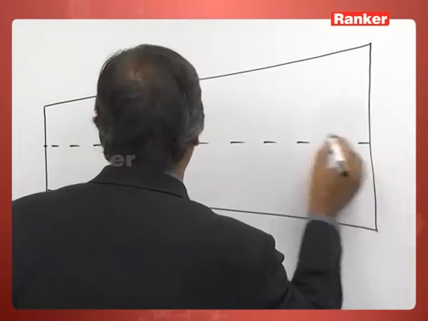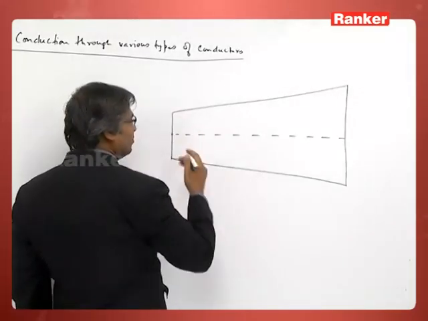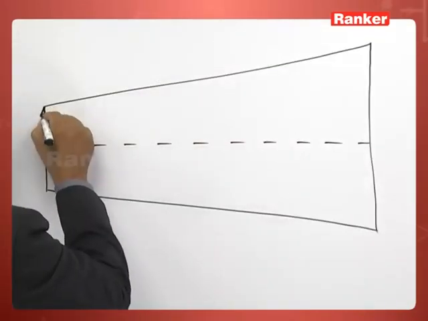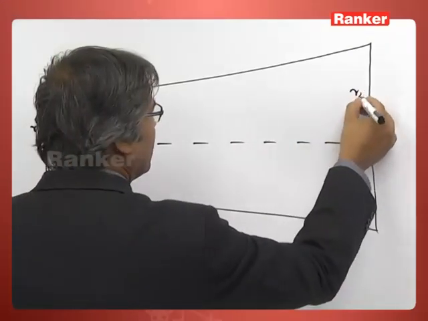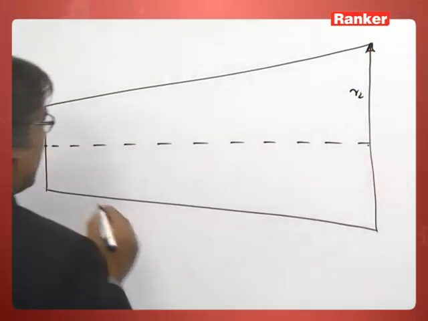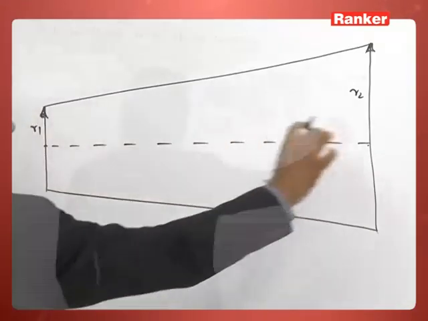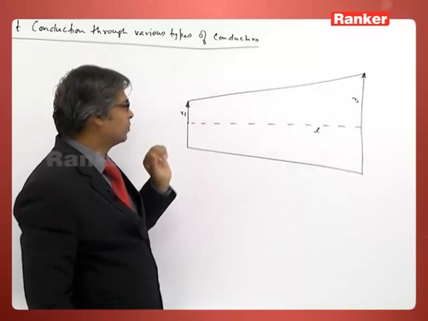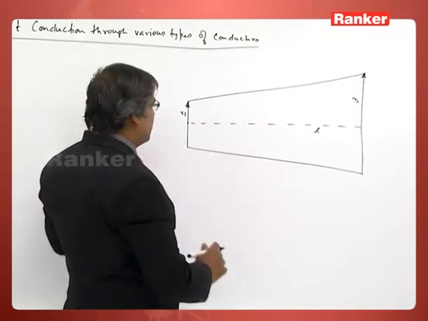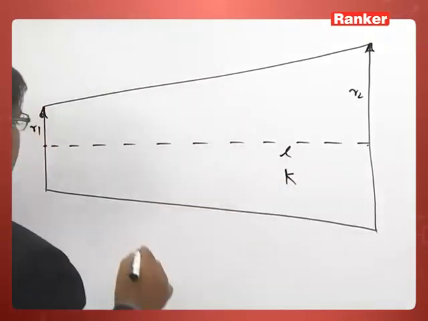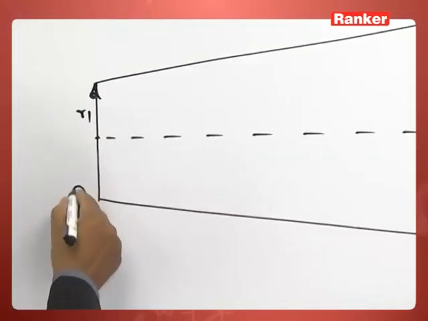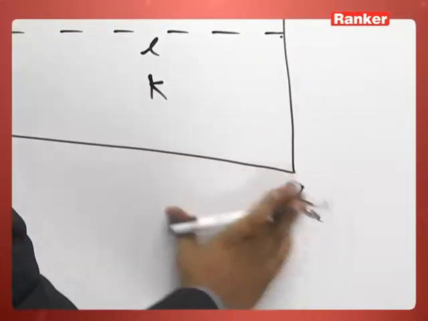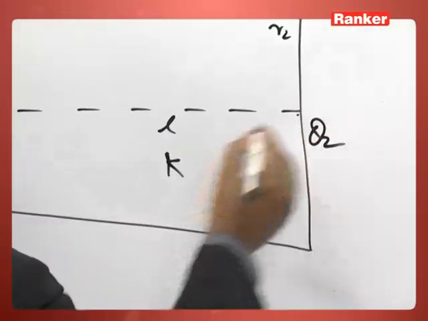So, these are circular ends, I am just drawing the cross section. Here this radius is R1 and here it is R2, and this length is L. During length L, R1 changes from R1 to R2. The material has a conductivity K and this side is maintained at temperature theta 1 and this side is maintained at temperature theta 2.